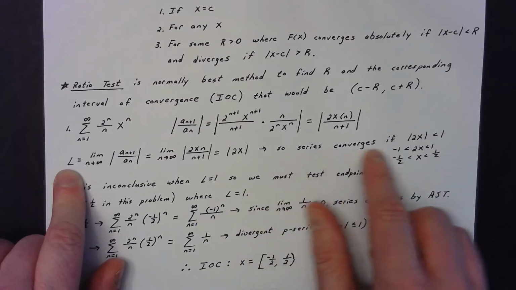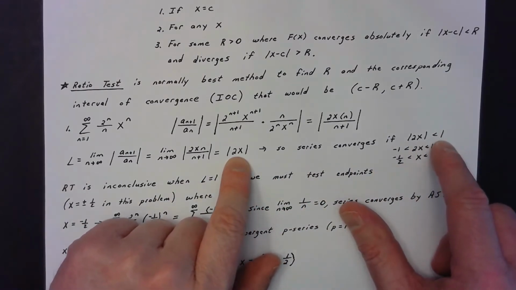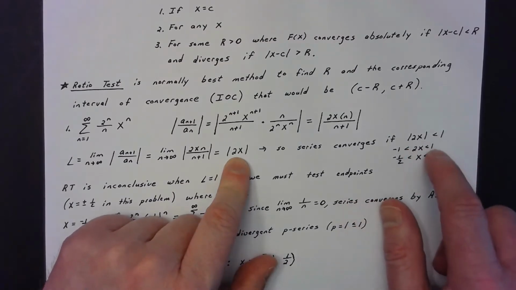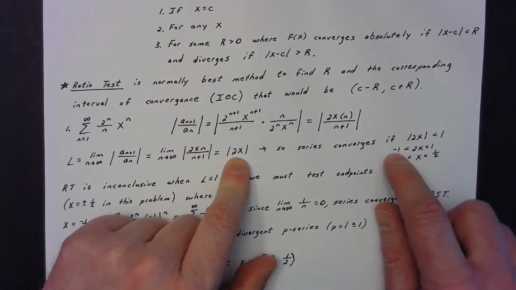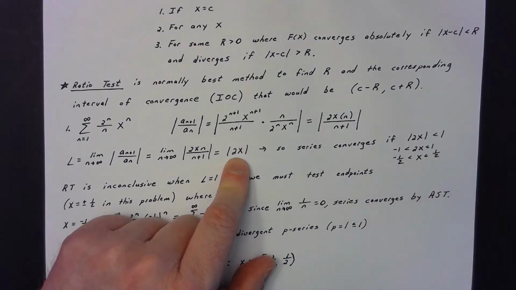So I say the series converges if this absolute value of 2x is strictly less than 1. Well, that gives me 2x is less than 1 or greater than negative 1. Divide by 2, and I can say, well, this is going to converge if x is between negative 1/2 and 1/2.